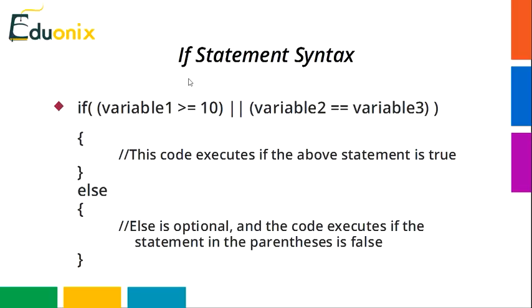So if variable 1 is greater than or equal to 10, if that statement is true, or if variable 2 is exactly the same as variable 3, if that is true, then this code will be executed. If both of these statements are false, then the other code in the else statement will be executed, because it's an OR statement. Remember that the else is an optional extra and the if can stand alone without the else.